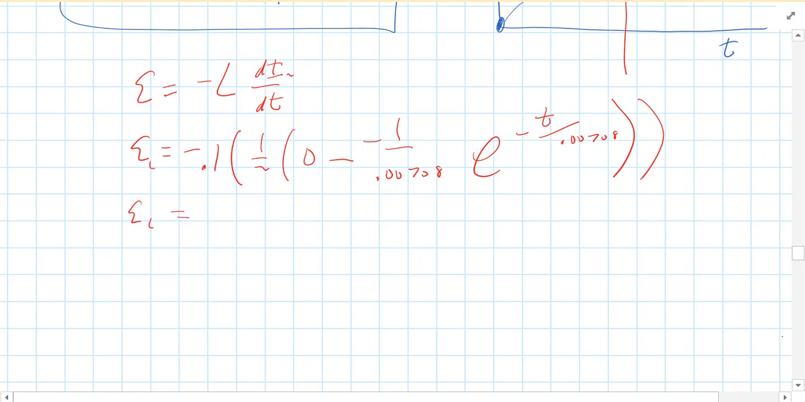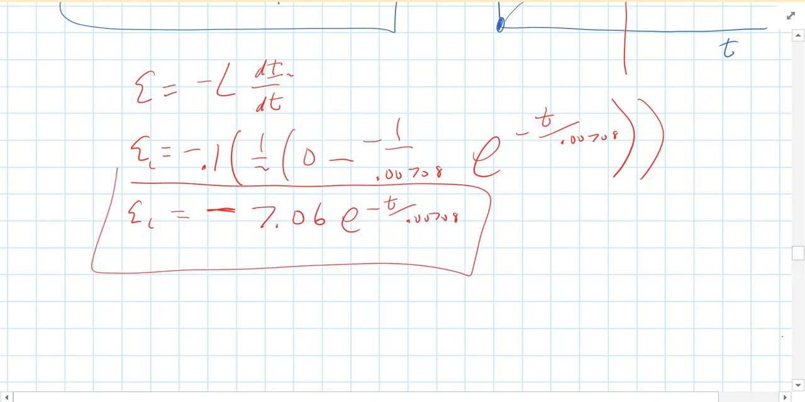So let's go ahead and do that. So if you got three negatives there, so you end up with a negative. Okay, I'll talk about that in a second. If you take 0.1 times a half divided by this, you're going to get your 7.06. And then e to the negative t divided by 0.00708, which is our tau. Okay, so that is E as a function of time for the inductor.